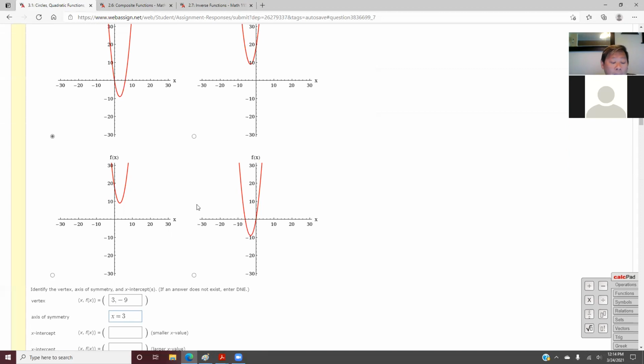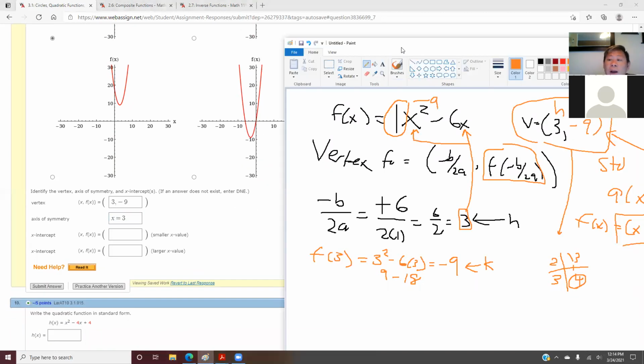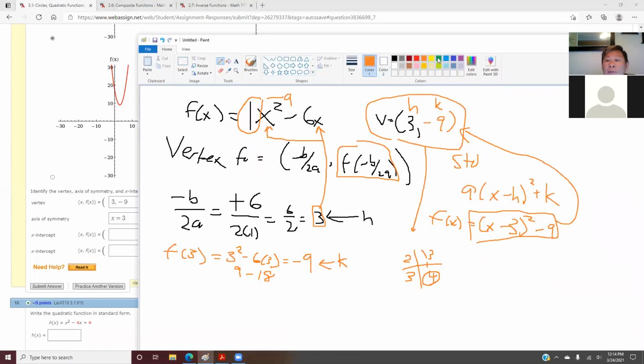Okay. Now, how do you find your x-intercept? So in order for us to find your x-intercept, you will set your function equal to 0.